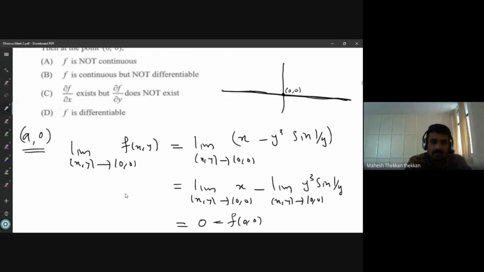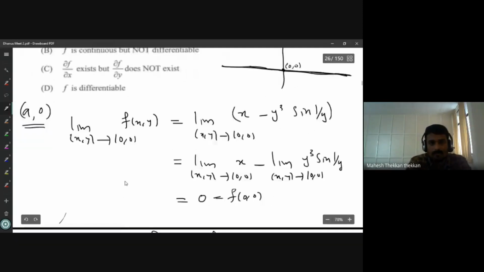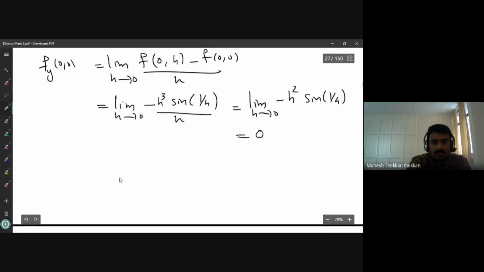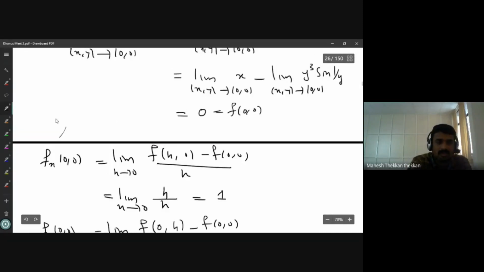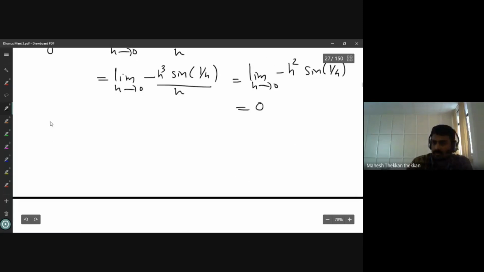Then only we can conclude that the function is differentiable or not differentiable. So in order to conclude the differentiability, I just look at the partial derivative in a small neighborhood. In general, I will look at fx at some arbitrary point (a, b). Or you can directly look at the differentiability using the definition. I am using this method.